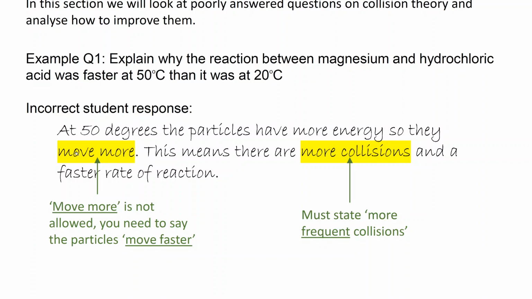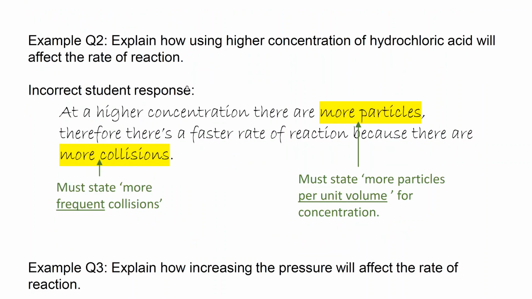As I said earlier, it's not enough to just say the particles move more if they have more energy. You need to say they move faster. Secondly, this student has simply written more collisions. That would not be accepted. We would need to put the word frequent in front of the word collisions here, so we would need to say more frequent collisions.